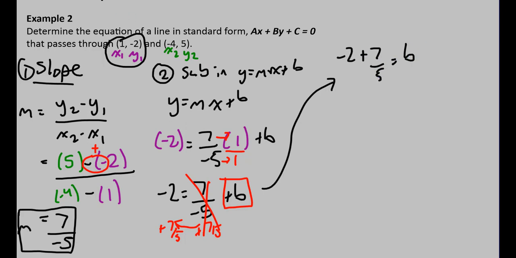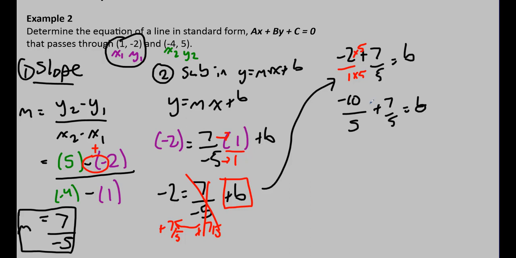And this is where fractions come into play. When I'm adding or subtracting, it's common to get a common denominator. So I've got to make them out of a denominator of 5. Multiply both your numerator and denominator by 5. So I'm going to get negative 10 over 5 plus 7 over 5. And you can see that this works because negative 10 over 5 is the same thing as negative 2.